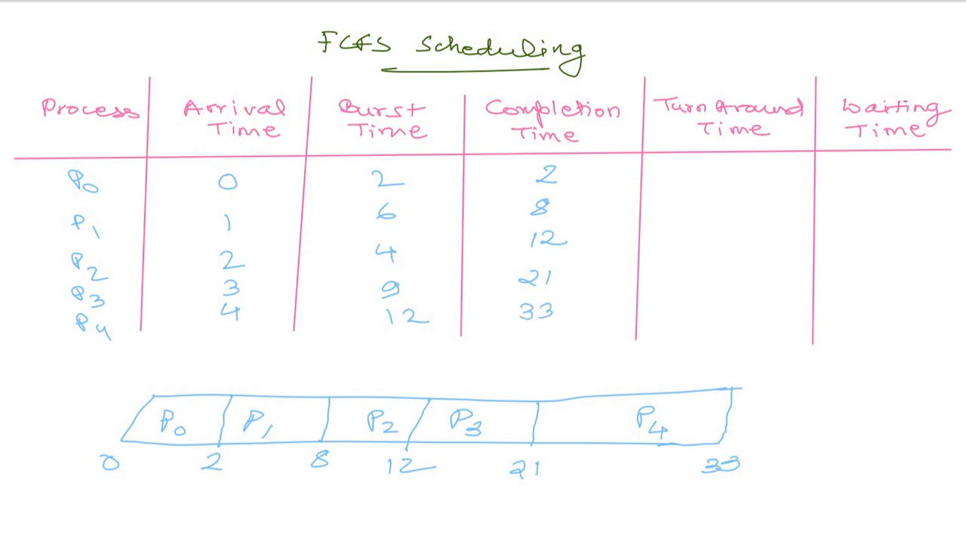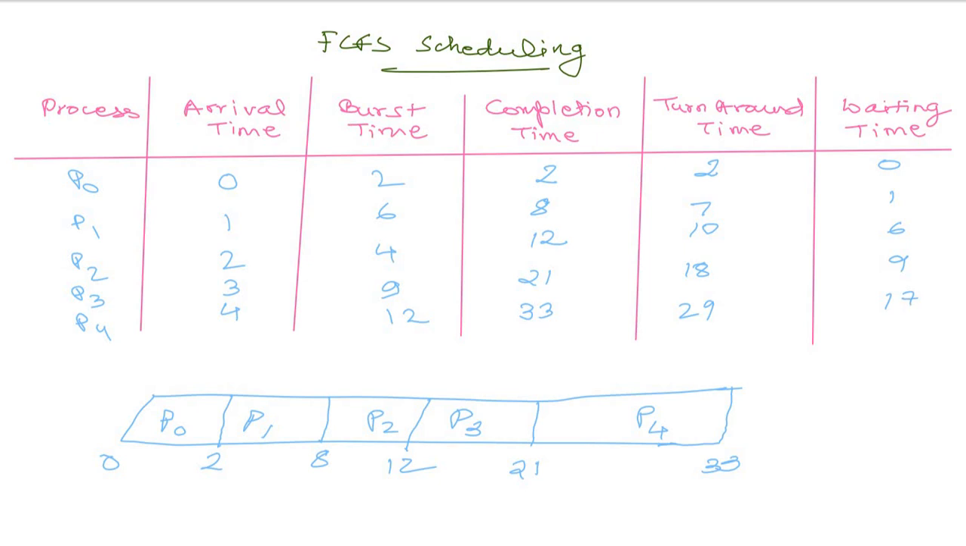Now let's discuss turnaround time. So now, as we know that the turnaround time is basically the difference between the completion time and arrival time, so we can calculate it from here. 2, then 8 minus 1, 7, then 10, 18 and 29. Then waiting time, we know the formula for this as well, that it's turnaround time minus burst time. So we have 0, then we have 1, then we have 6, 9 and 17.